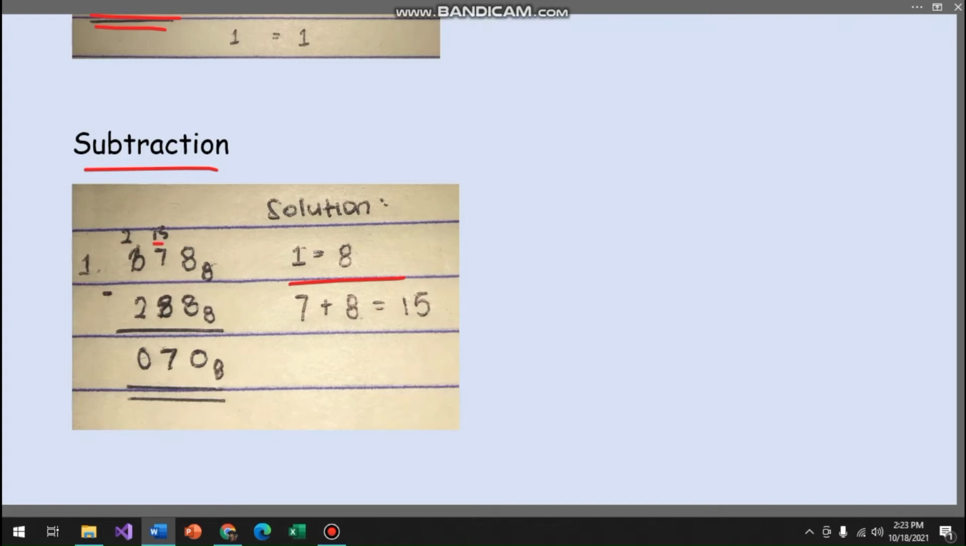So 15 minus 8 is 7, and 2 minus 2 is 0. So the difference between these two octal numbers is 070 base 8, or just remove the first 0 because there is no value on that.